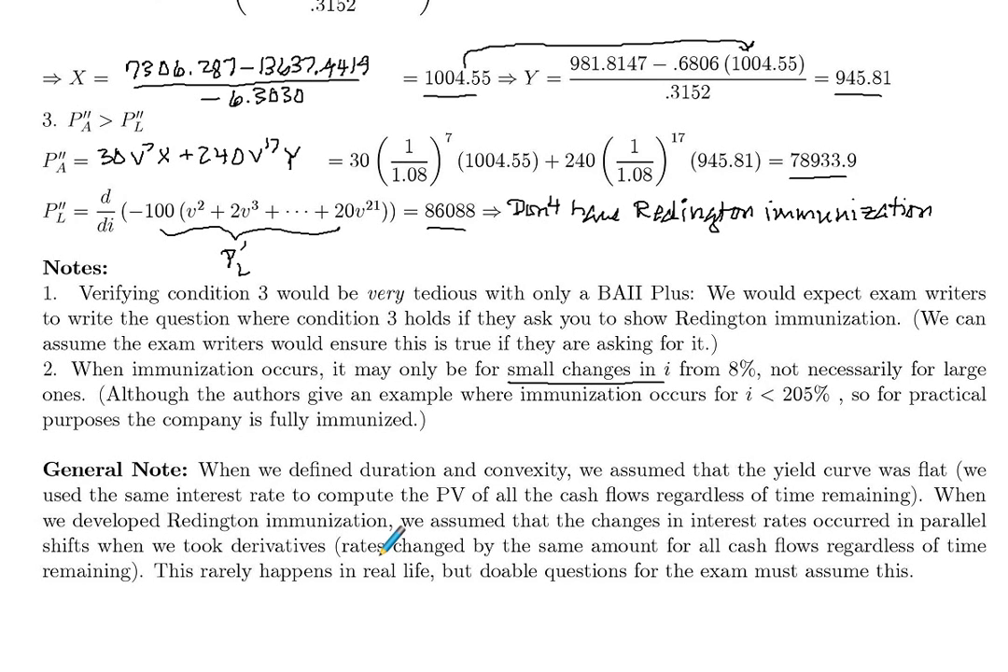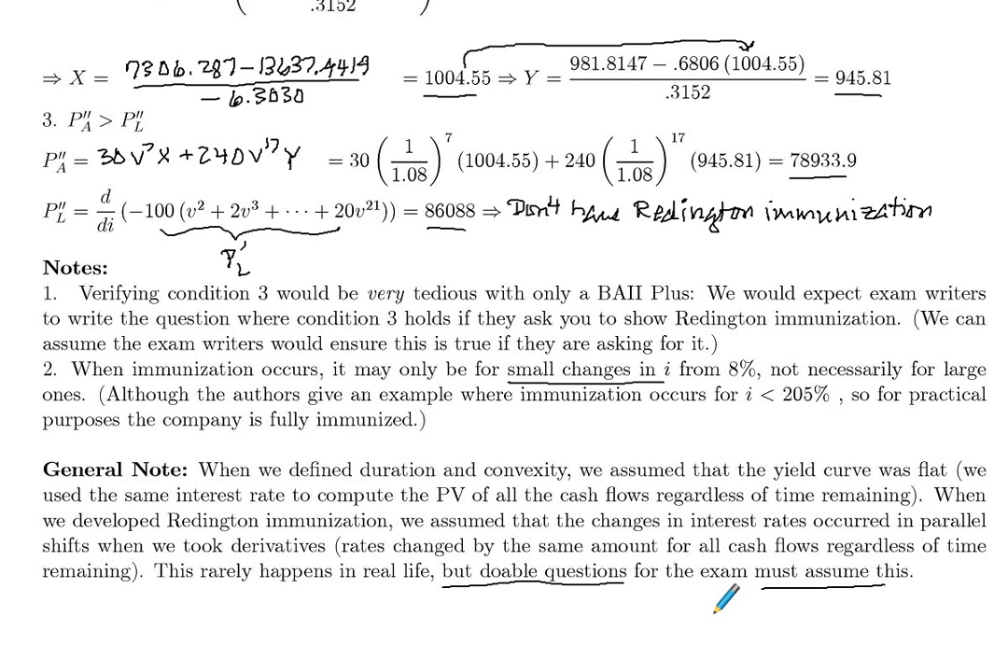That does not happen in real life. Very rarely would that happen in real life. But in order to do reasonable test questions for the exam, we've got to assume that this happens. So we're going to assume that we've got a flat yield curve. Okay, our interest rate is the same across all durations here, and when changes do occur, they're going to occur in parallel. The rates are going to change by the same amount for all of the cash flows.